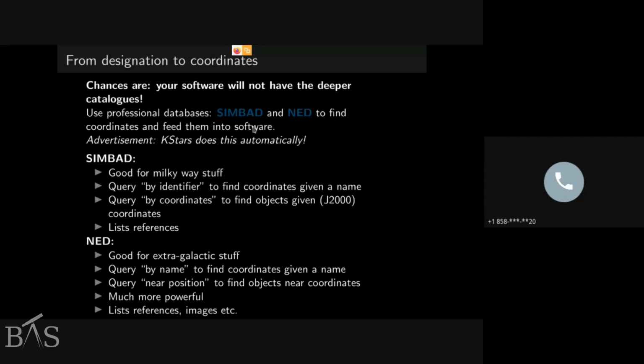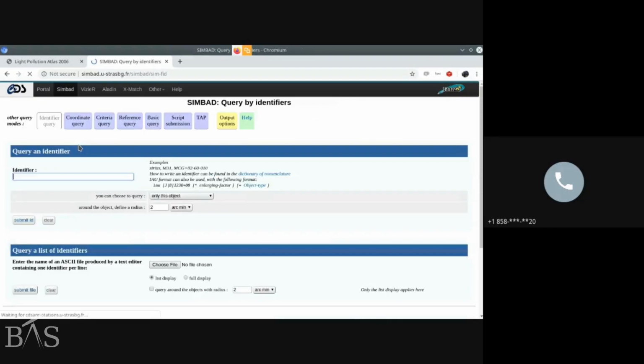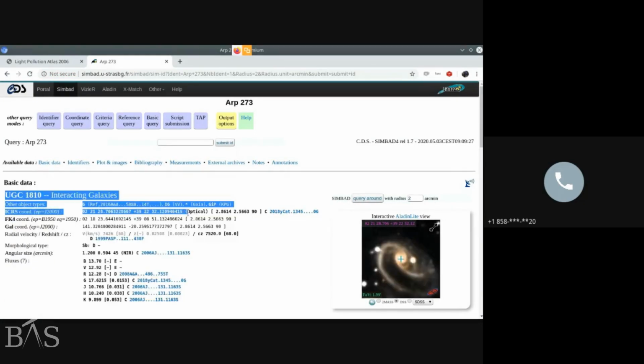These are made by professional astronomers. So for example, if you say by identifier here, you can pretty much type any object here. And this ICRS, this is its RA index. So you can find its RA index for almost any object. This is a professional astronomers' database, so sometimes there are quirks.